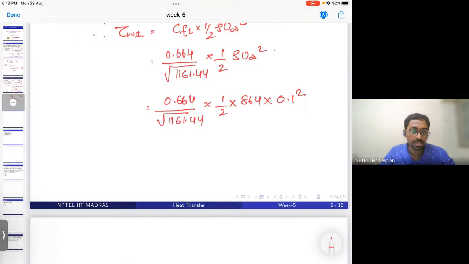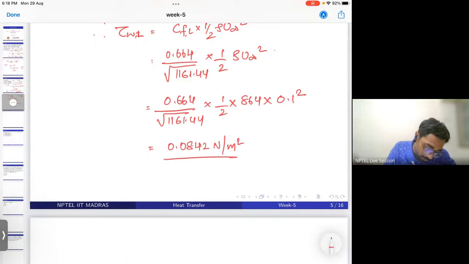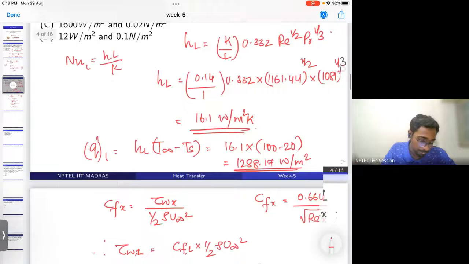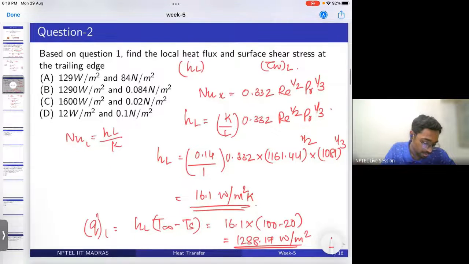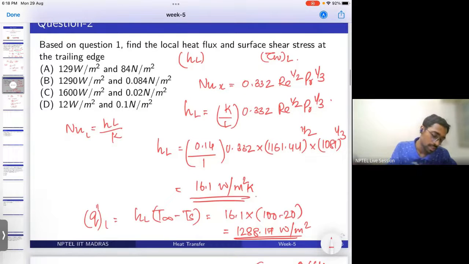The trailing edge. Okay, you can do the calculation later. So it will be around 0.0842 Newton per meter square. Okay, so this is the heat flux and the shear stress at the trailing edge.